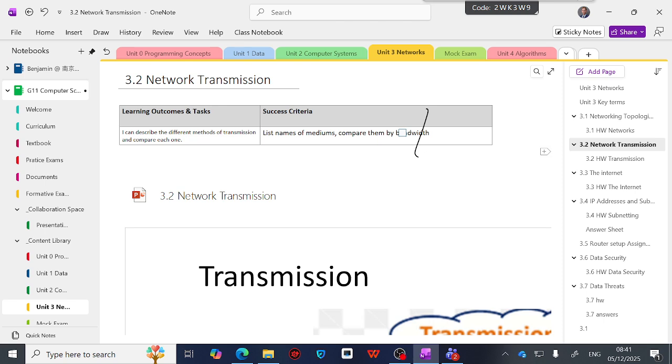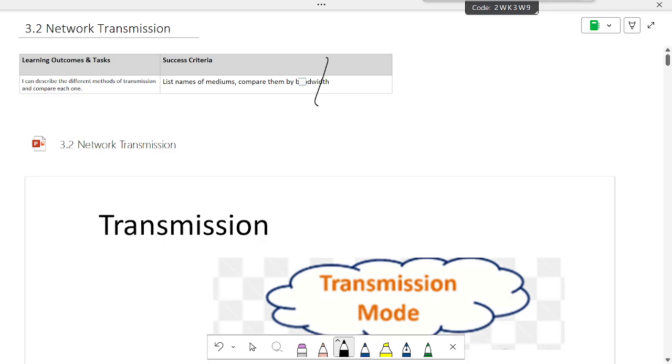Okay. So we are on 3.2. I'm going to go full screen. And here we go. Transmission. What does transmission mean?